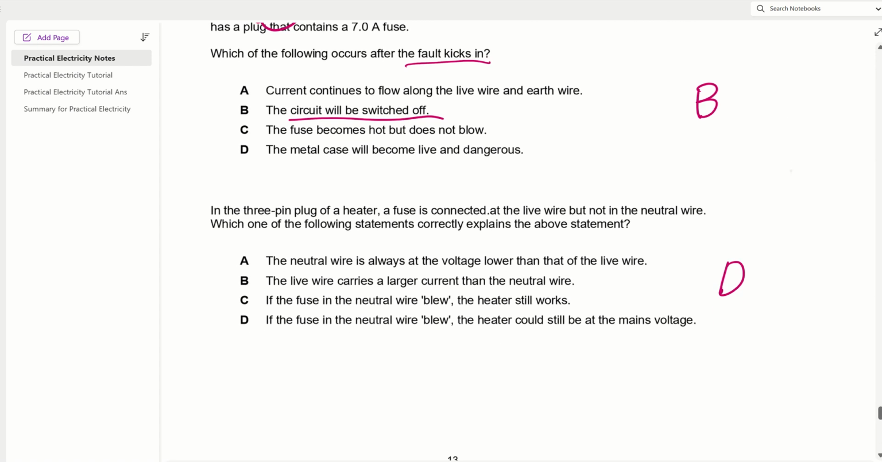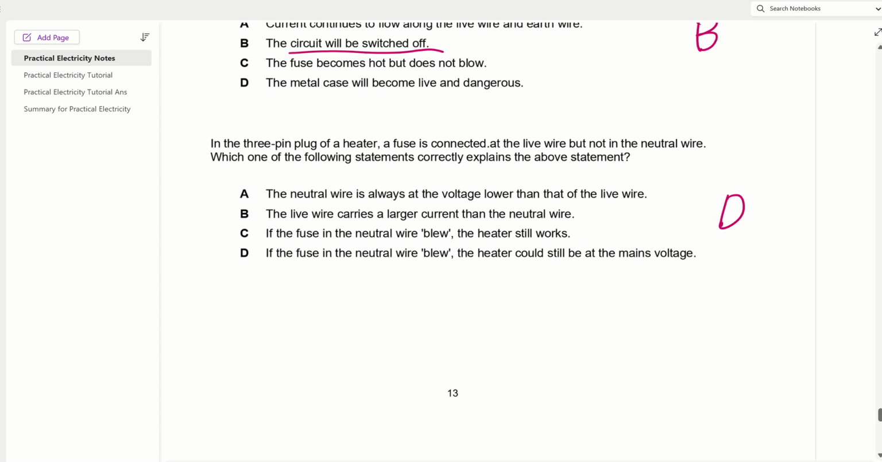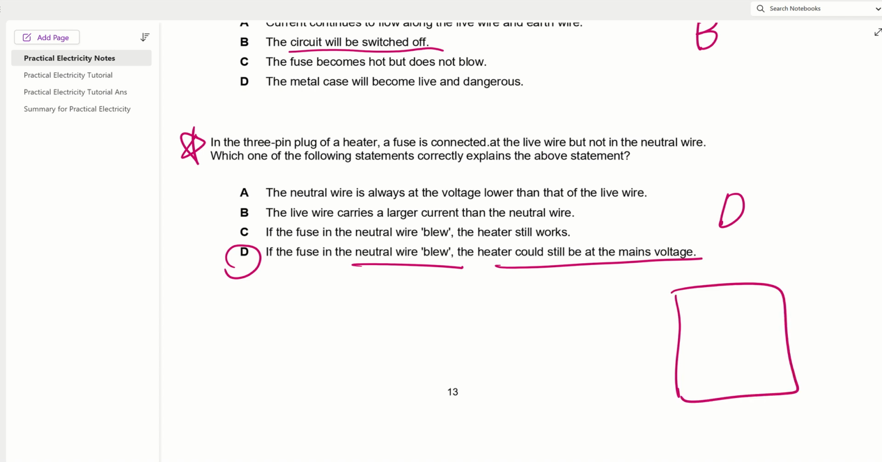Okay. Now, in the next question, in the 3-pin plug of a heater, a fuse is connected at the live wire but not in the neutral wire. Which of following statement correctly explains the above statement? This is a popular question. Okay, answer is D. Now, if let's say there's an electrical fault, the fuse in the neutral wire blew, the heater could still be at the mains voltage. I think I explained this many times in class, but let's do this again.